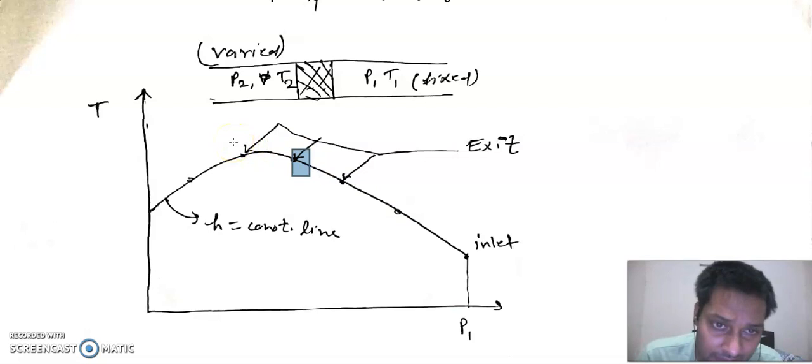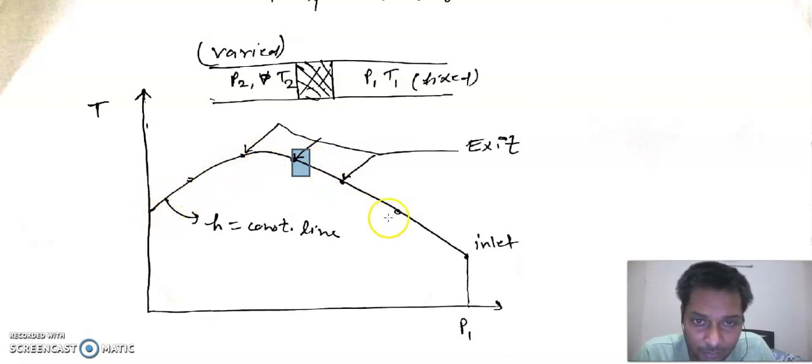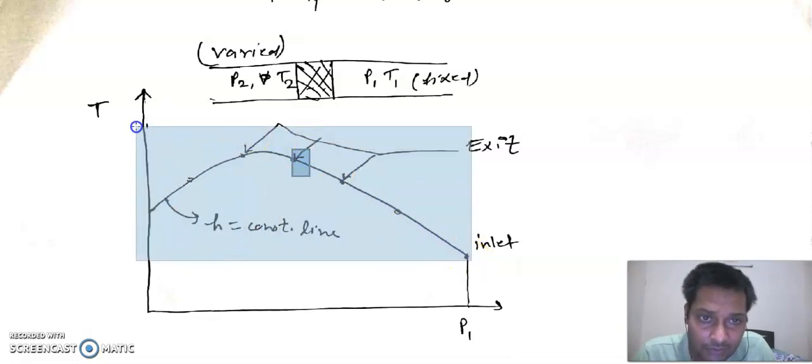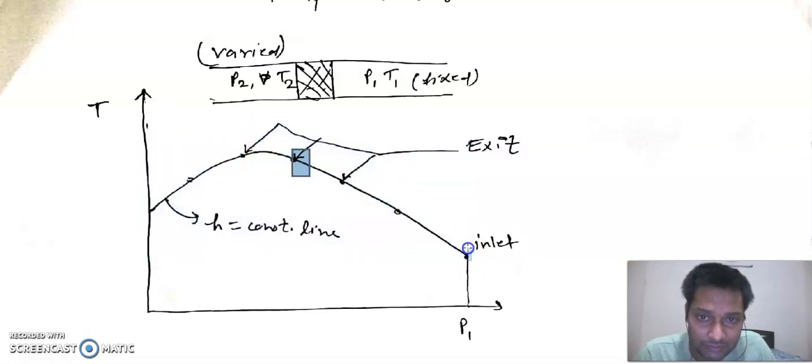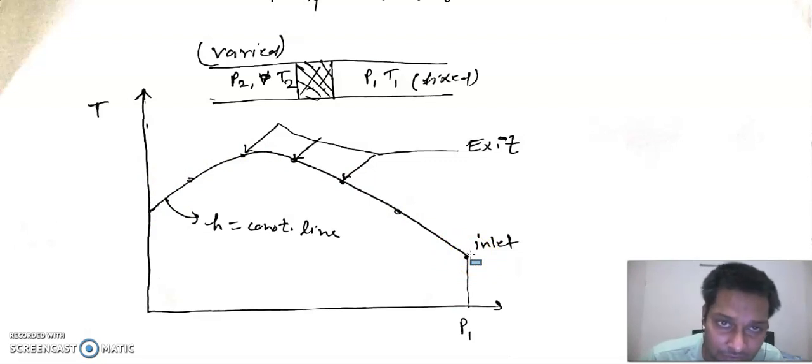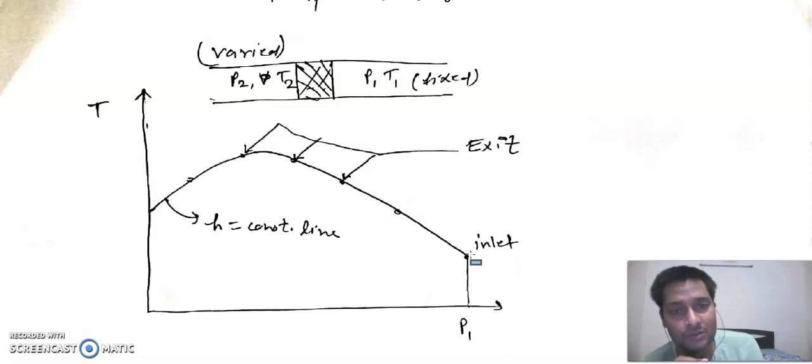So in this case we will be able to plot this graph, because the throttling process is a constant enthalpy process. So this will be a constant enthalpy graph in which the inlet stream has some temperature and pressure, and the outlet stream will have temperature and pressure depending upon the size of the throttling device. So in this way we can plot a constant enthalpy line.